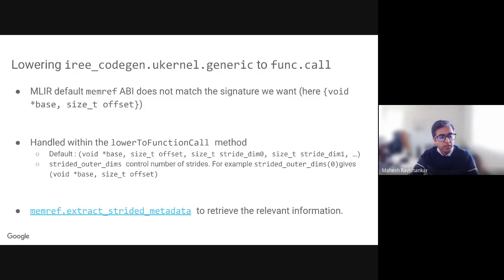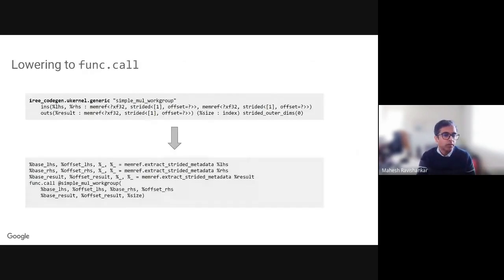So now how do we get the actual pointer and offset? For that, we use the operation extract_strided_metadata that lives in the memref dialect in MLIR, which allows you to get the pointer, offset, sizes, and strides of any memref. So going back to the example that we had, we use extract_strided_metadata. We get the pointer and the offset for each of the operands, and then we pass them into the function call. So this matches exactly the ABI that we are trying to hit for the microkernel that we want to invoke. So there's no extra logic that we needed to inject into this. The definition of the microkernel operation is just taken, and then it's just a sequence of mechanical steps that are done to hit the ABI that the microkernel is expecting, on the caller side, the callee side.